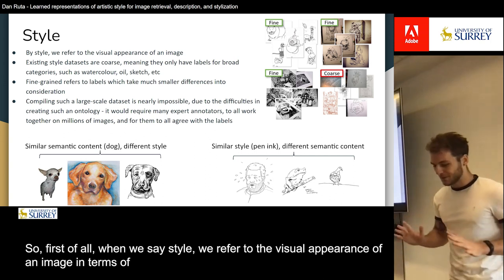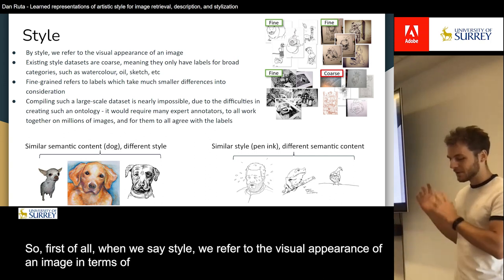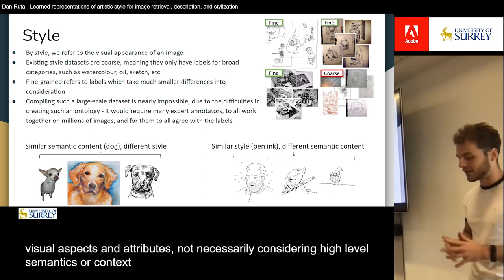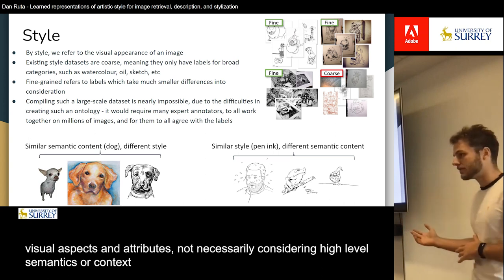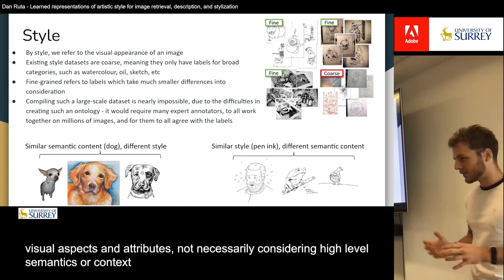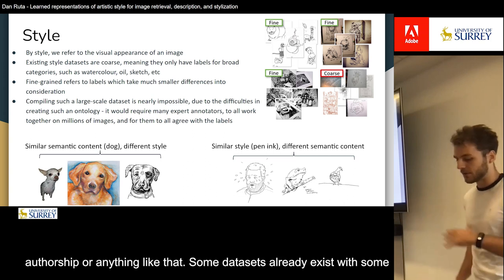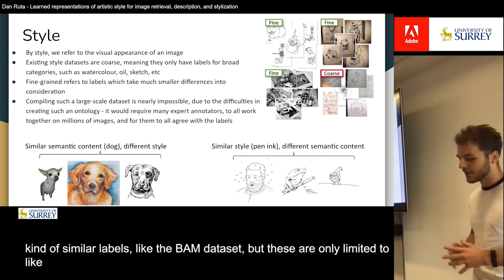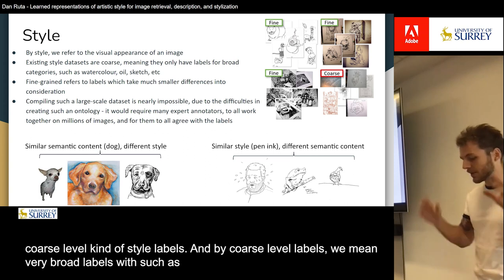So first of all, when we say style, we refer to the visual appearance of an image in terms of visual aspects and attributes, not necessarily considering high-level semantics or context, authorship or anything like that. And some data sets already exist with some kind of similar labels, like the BAM dataset, but these are only limited to coarse level style labels.